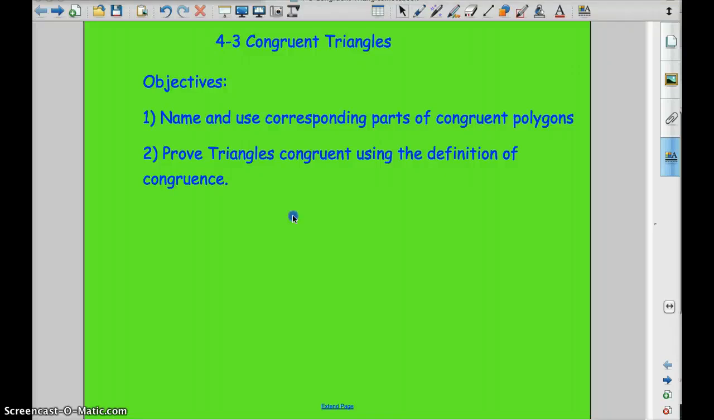Hi geometry students, we're going to start 4-3 today. And in this video we're going to focus on that first objective, name and use corresponding parts of congruent polygons. We're going to worry about proving triangles congruent using the definition of congruence in class tomorrow.